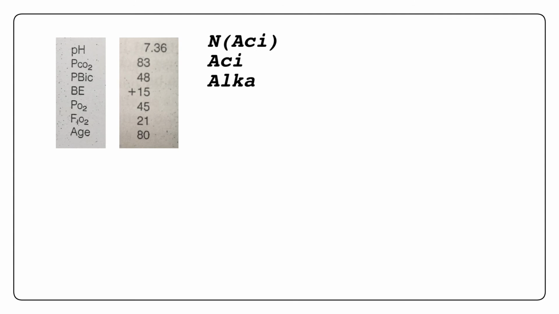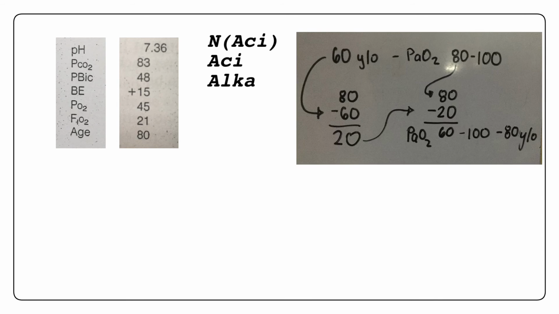Now let's try another one. This patient is 80 years old, so we have to subtract 80 minus 60 and that will give you 20. Then subtract it to the lower limit of the PaO2, which is 80. 80 minus 20 will give you 60. So the normal PaO2 range of a 80-year-old patient is 60 to 100.